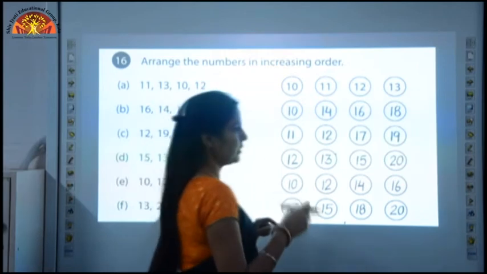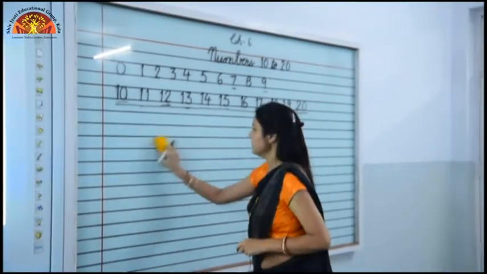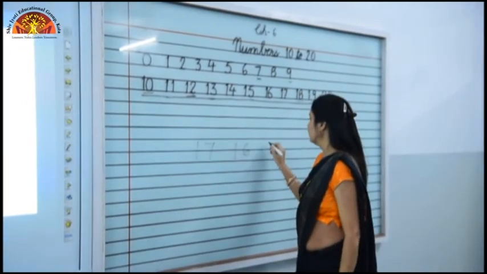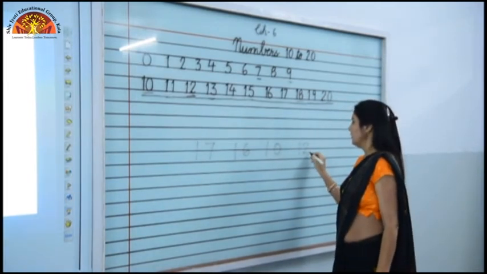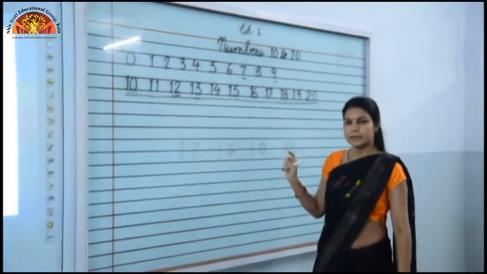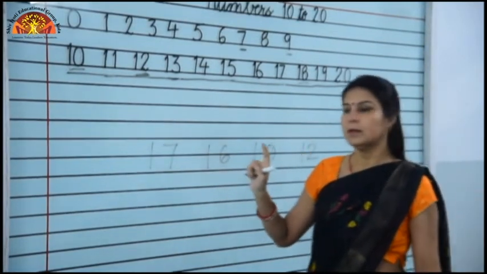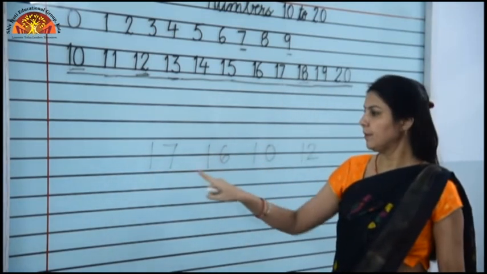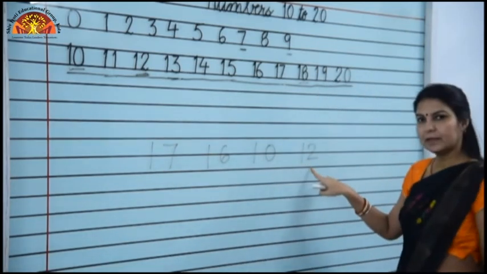Now let's see one more example. Let's move on the board. Suppose numbers are given 17, 16, 10 and 12. Now we have to arrange these numbers in ascending order. Ascending means smaller to bigger. So first of all we will compare the digits at their tens place. हम सबसे पहले digits को compare करेंगे जो tens place पे है. Everywhere 1 is written here tens place.